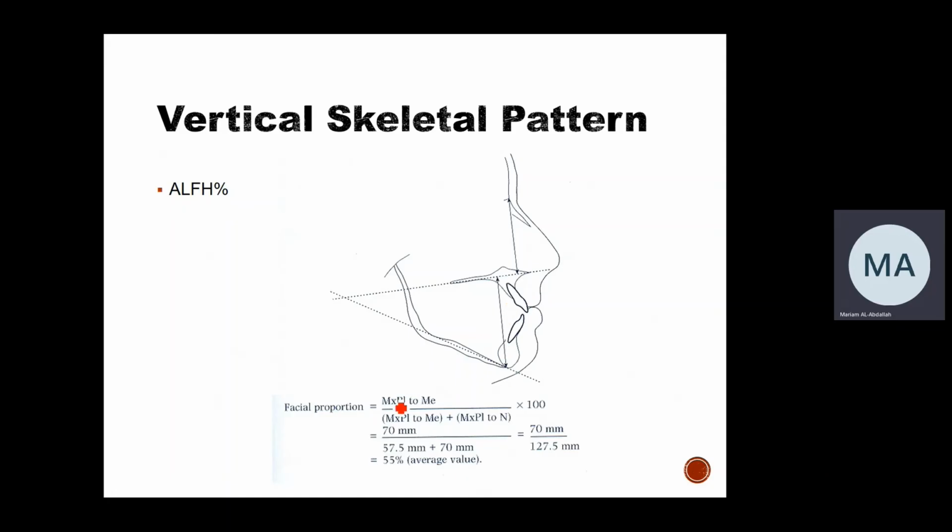Then we use this formula. The measurement down here, which is the maxillary plane to the menton, divided by adding these two together, the maxillary plane to the menton plus the maxillary plane to nasion, multiplied by 100%. So here, for example, 70 over 75.5 plus 70, which is about 55%. And 55% is considered the average value. This is considered the normal.